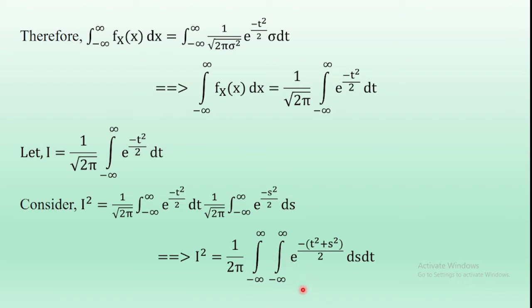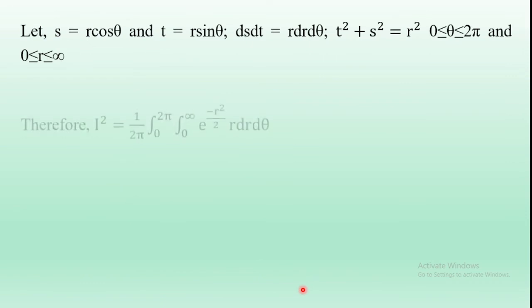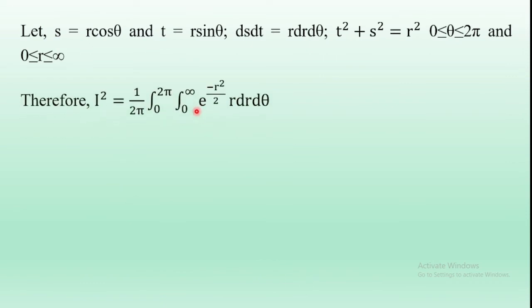So we get I square is equal to, theta varies from 0 to 2 pi, small r varies from 0 to infinity, 1 by 2 pi e power minus (s square plus t square) by 2, where s square plus t square is r square, ds dt is r dr d theta.